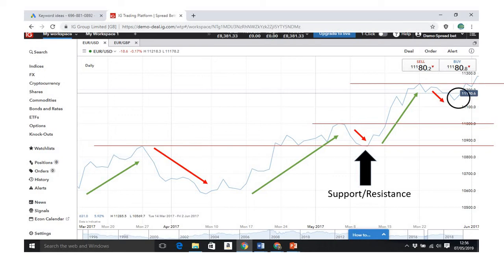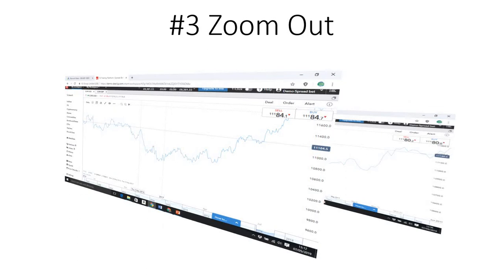So why did it bounce off of support in the middle of nowhere? Well, this brings us on to my final tip. You must make sure you're zooming out. This is a very important tip, as you will often find that support and resistance levels were first created further back in the past, and so if you don't zoom out of your charts, you may miss an important area of support resistance that could represent a great trading opportunity.